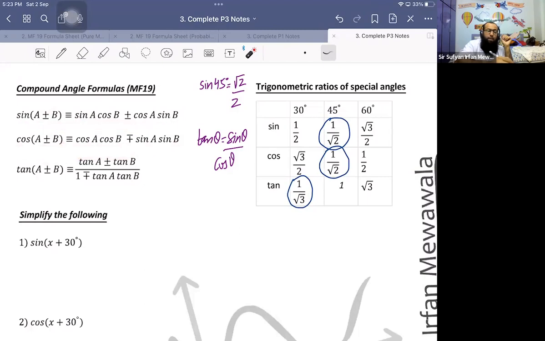So when using the compound angle formula for cos, the signs get opposite. While expanding an addition sign, we convert into negative, and when there's a negative sign, we convert into positive. So cos A cos B minus plus sine A sine B. Then tan A plus minus B is tan A plus minus tan B upon 1 minus plus tan A tan B. All three of these are written in the formula sheet. We only need to learn its application.